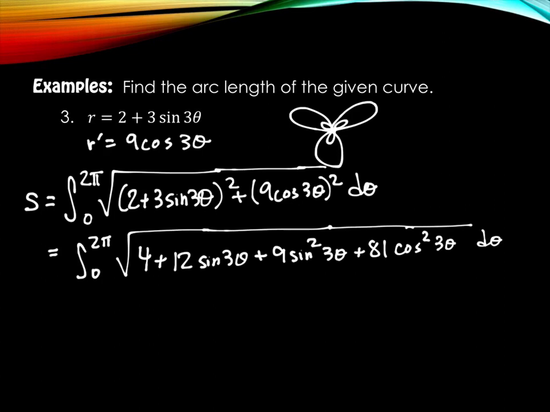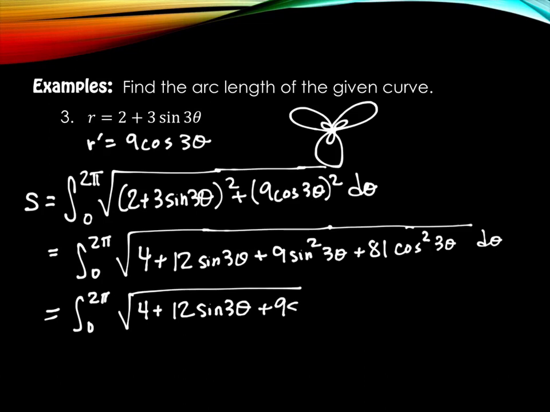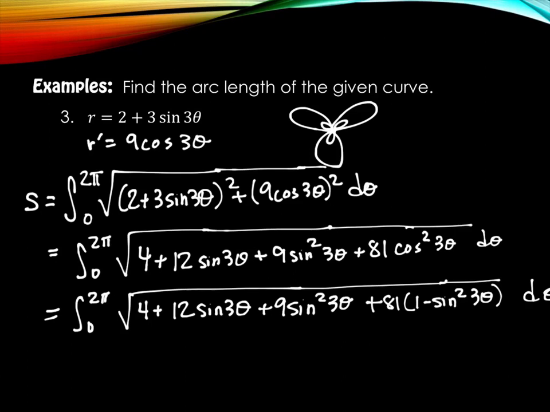Because I do have a sine squared and a cosine squared of the same angle, I do need to do a little bit of consolidation. So that's what I'll do first. This is 0 to 2 pi. And I'm going to choose to rewrite the cosine in terms of sine. You could do it the other way, and that would be fine as well. So this is 4 plus 12 sine 3 theta. None of that changed, nor does the sine squared part change. But we're going to replace our cosine squared with 1 minus sine squared. Same angle, 3 theta.